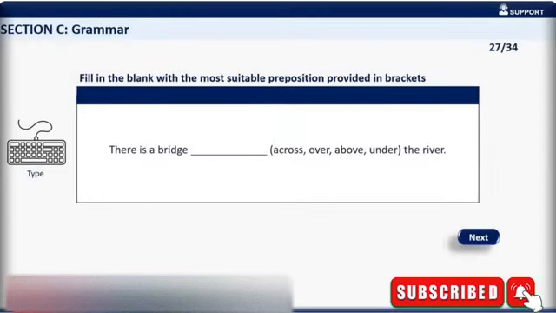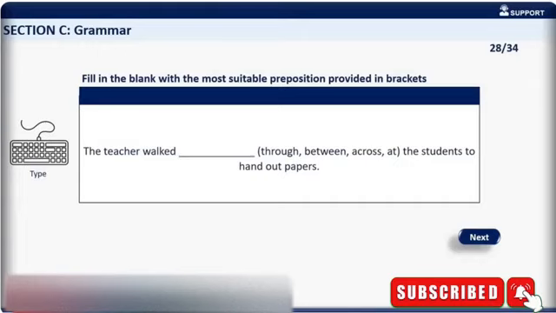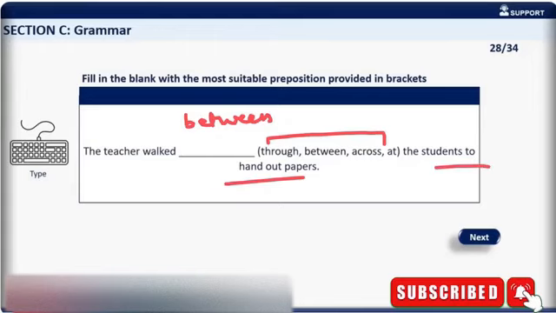There is a bridge dash the river. The options that we have are across, over, above and under. The correct answer is going to be, there is a bridge over the river. Let's now move on to the next question. A teacher walked dash the students to hand out the papers. The options that we have are through, between, across, at. The correct answer in this question is going to be between. The teacher walked between the students to hand out the papers.